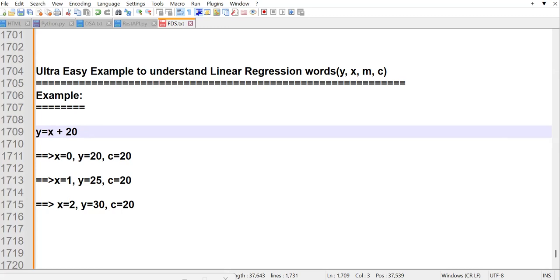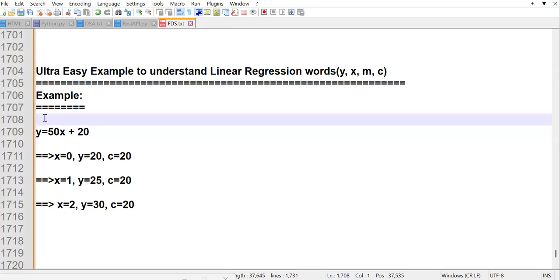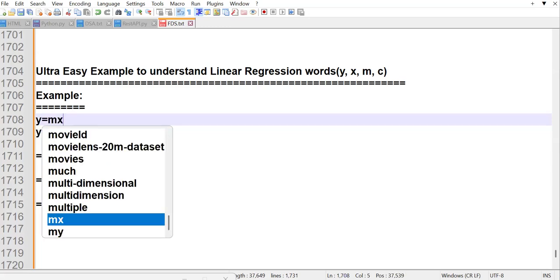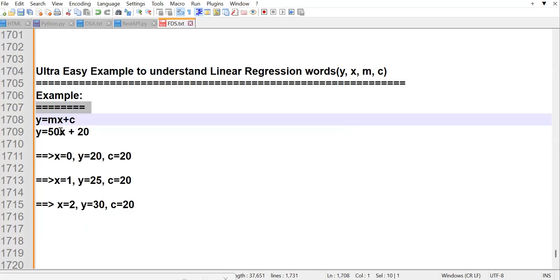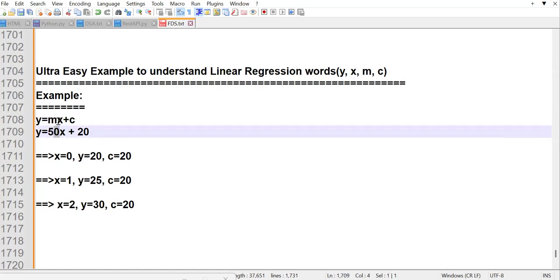Let's suppose instead of 5 it is 50. How fast will y increase now? It depends on m. So what's the equation? y equals mx plus c, right? So m is the slope, and how fast y increases or decreases depends on the m value.